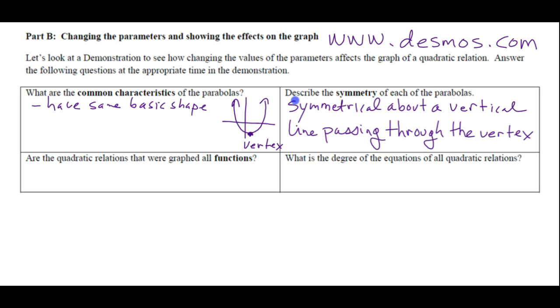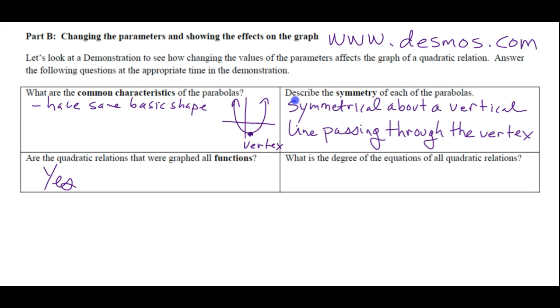Were all of them functions? So all the ones I played with the a, b, c, did it ever not become a function? So they were all functions, right? For every x value, there was only one y value. For all the quadratics, yes.